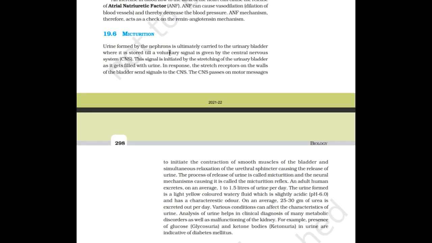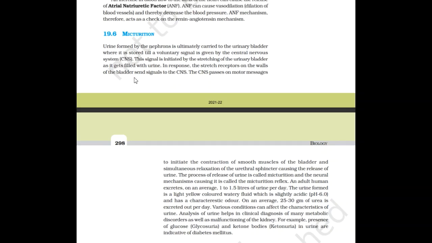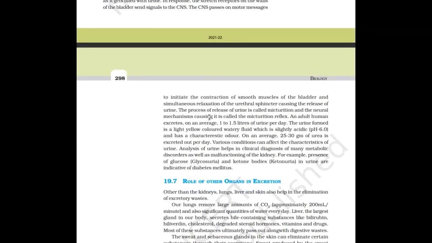Urine formed by the nephrons is ultimately carried to the urinary bladder, where it is stored till a voluntary signal is given by the central nervous system. This signal is initiated by stretching of the urinary bladder as it gets filled with urine. In response, the stretch receptors of the walls of the bladder send signals to the CNS. The CNS passes on motor messages to initiate the contraction of smooth muscle of the bladder and simultaneous relaxation of the urethral sphincter, causing the release of urine.